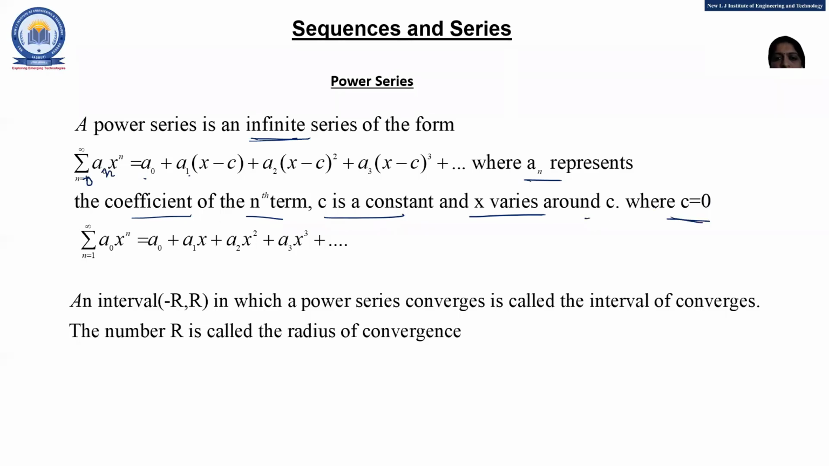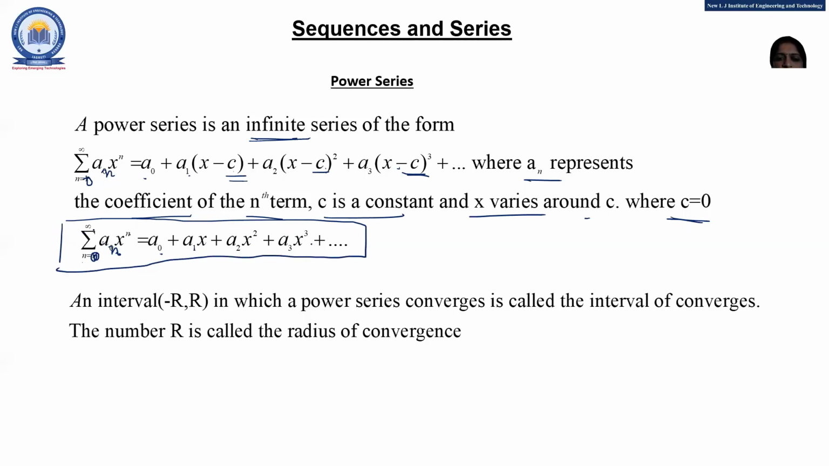So if I take c equal to 0, then by putting n equal to 0 first, what is my first term? a0 x raised to 0, that is a0. By putting n equal to 1, with c as 0, we get a1x, then a2x square, a3x cube. So please remember this series.